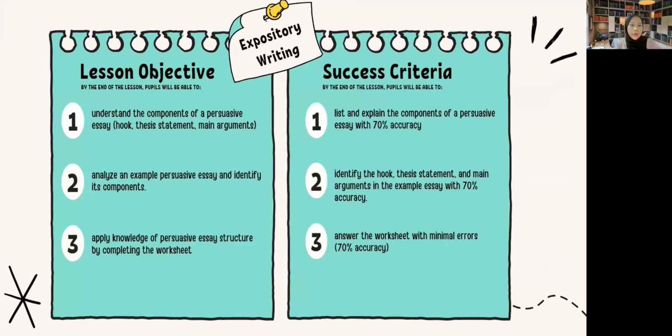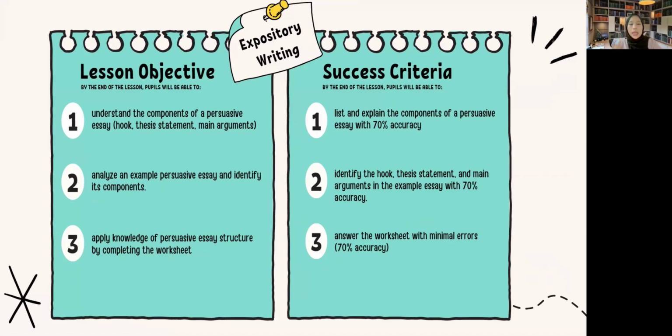These are the lesson objectives and the success criteria for the lesson. For the first objective, by the end of the lesson, pupils will be able to understand the components of a persuasive essay, the hook, thesis statement, and also main arguments. Basically, one of the objectives is to get the students to know the components of the essay. As for the success criteria, it is to list and explain the components of a persuasive essay with 70% accuracy. The students need to list out the components so that the teacher knows they are able to understand the lesson.